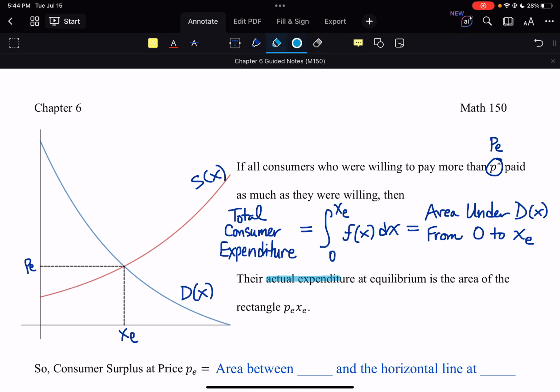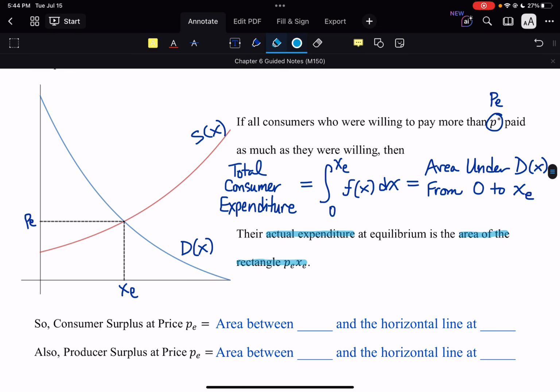Their actual expenditure at equilibrium is the area of the rectangle P_E X_E. So it's the area of this rectangle. When the price being charged is the equilibrium price, they are actually spending this much money. Okay? They would be willing to spend this much more. So the total consumer expenditure is just the sum of those two.